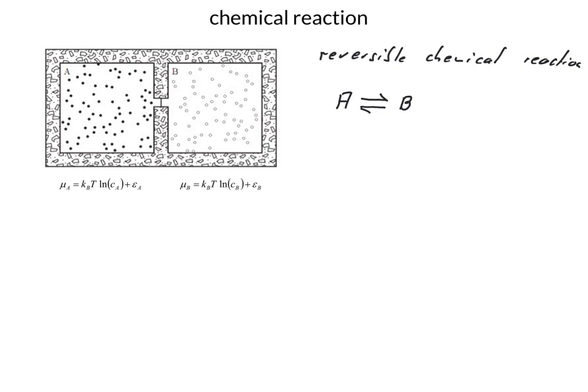Now, the way to describe the equilibrium in the system is that the chemical potential, mu A, must be equal to mu B. Now, mu A is given by the kBT times the log of the concentration of particle A plus some chemical energy epsilon A, and this must be equal to the same for the other particle, where again the concentration of particle B appears.